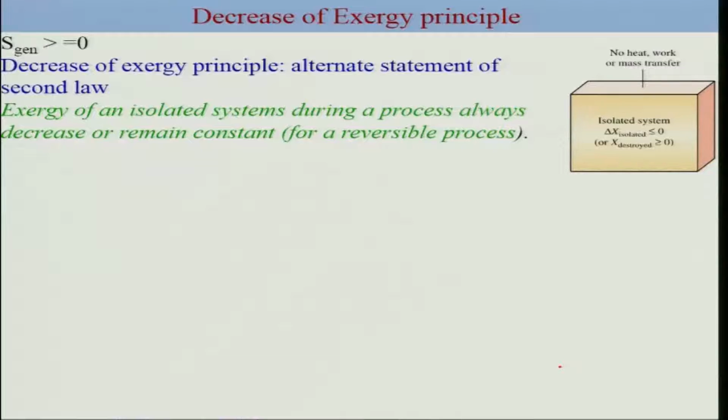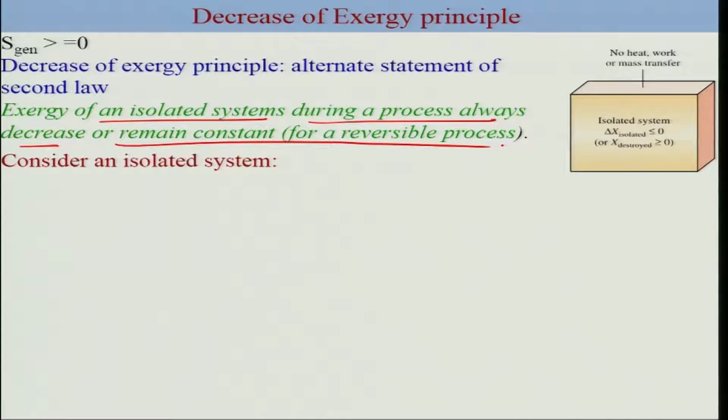You can make use of a similar analysis and come up with the decrease in exergy principle, which is the alternate statement of the second law. So we can talk about the second law in terms of entropy gain, or in terms of the decrease in exergy principle. In other words, the exergy of an isolated system during a process always decreases, or remains constant for a reversible process. So we can try to derive this.